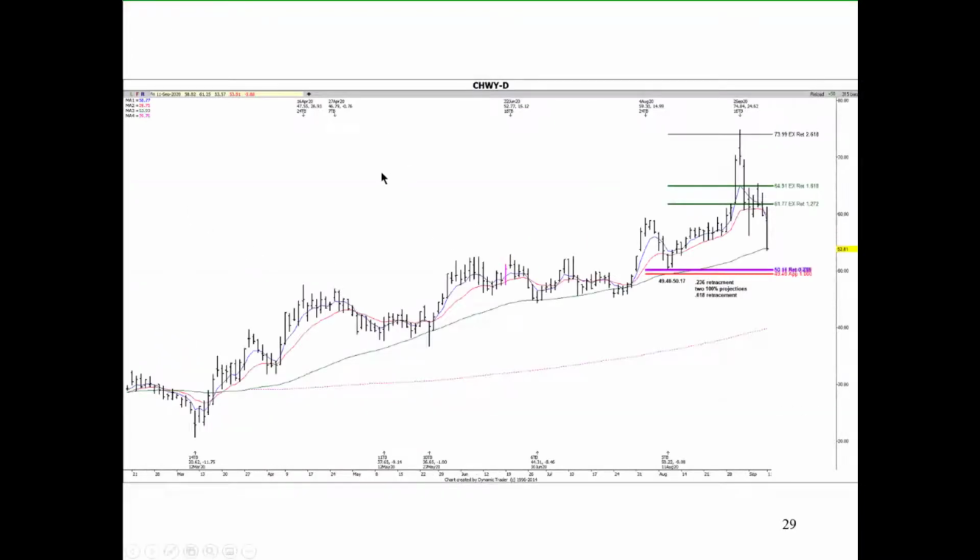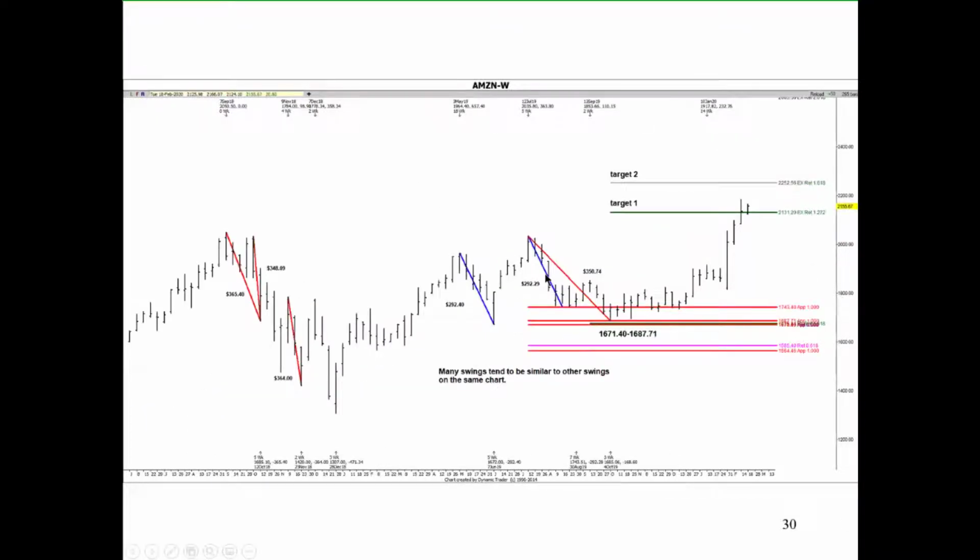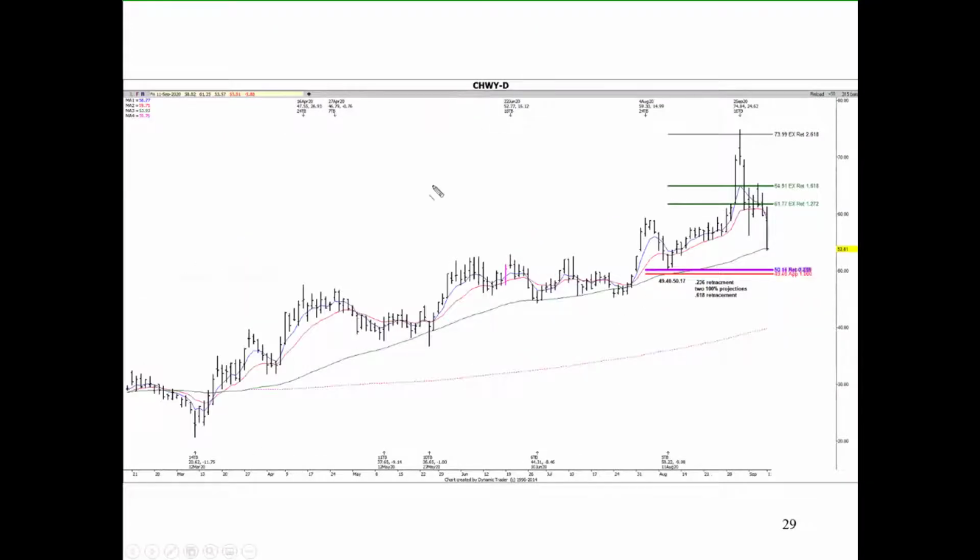All right, let's see. I have some other examples of clusters. This next one is in the stock Chewy. This is a daily chart. The general pattern of this was higher highs and higher lows. So I wanted to run the projections from the highs to call the next possible low. That came in with a 236 retracement of one swing, 2 100% price projections, and a 618 retracement at 49.40 to 50.17. The actual low is made at 50.22, close enough.